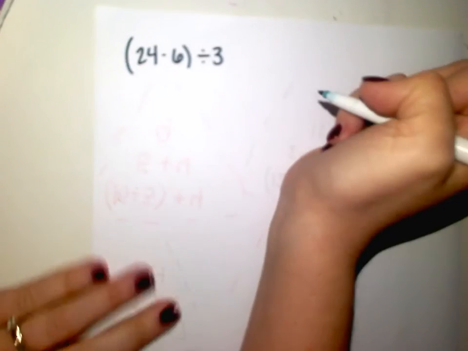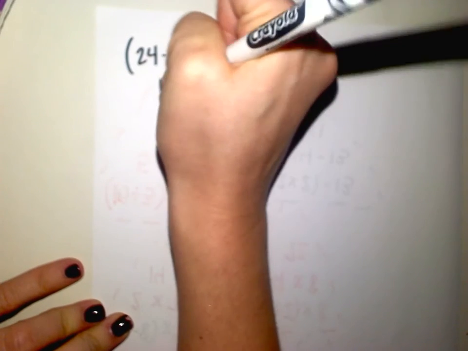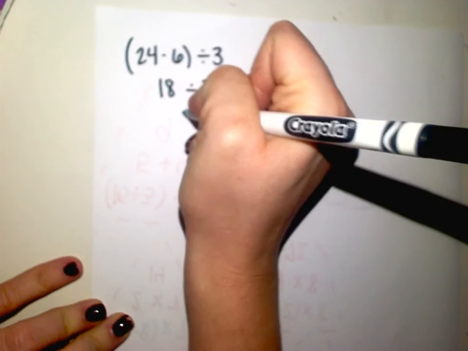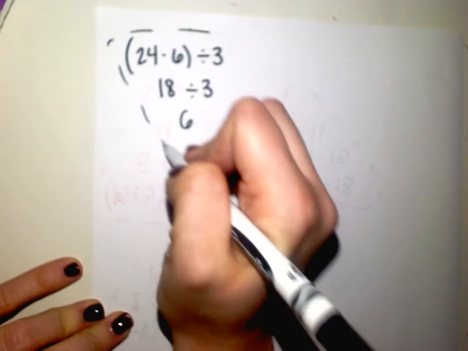Good job. And Taha, 24 minus 6 is 18. 18. Divided by 3 is? 6. Good job. 6.